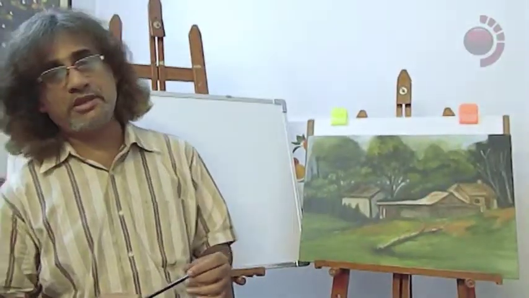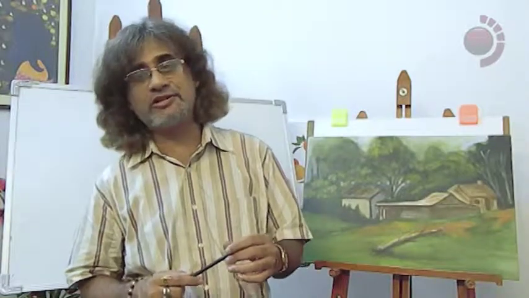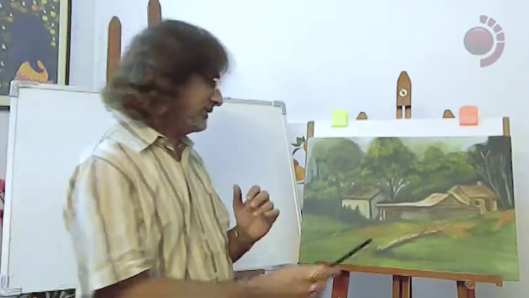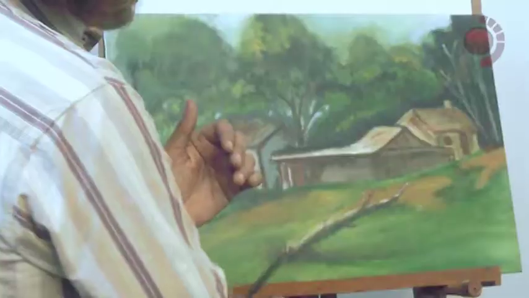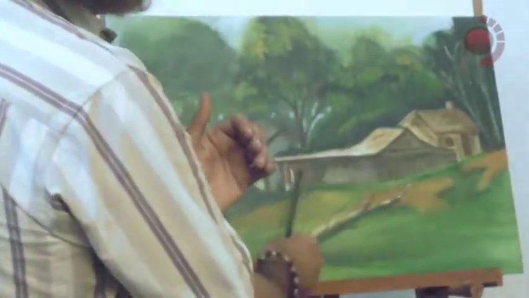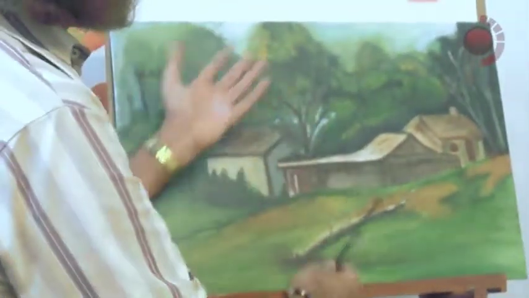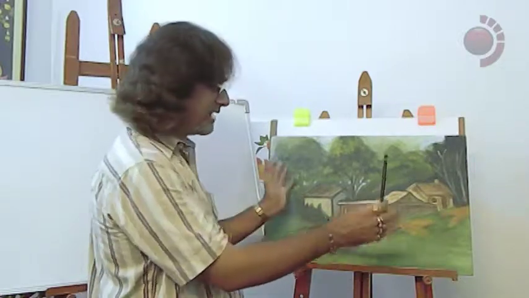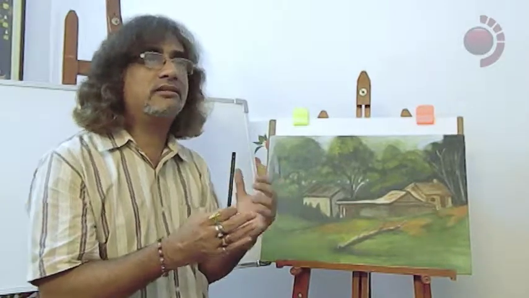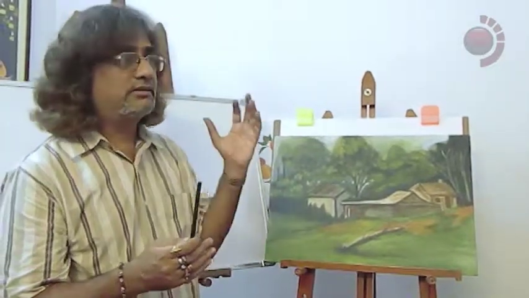Well friends, I hope you're enjoying it as I am enjoying describing it, because painting is all about enjoyment. Here again in front of us is a natural object which has been transformed into a form of painting. See, here there is a log of a tree. Here is a house, the trees behind, and greenery. The whole thing can be described as a landscape.